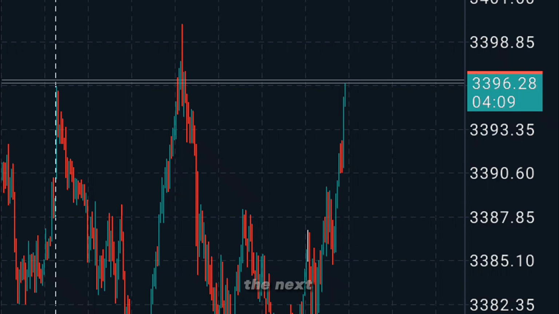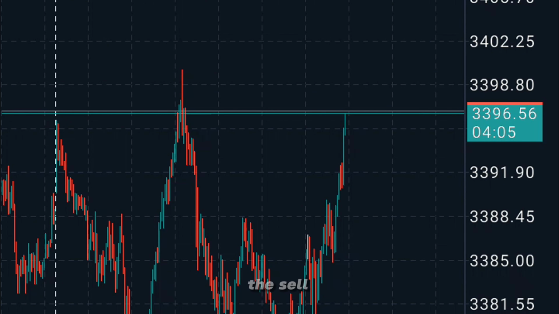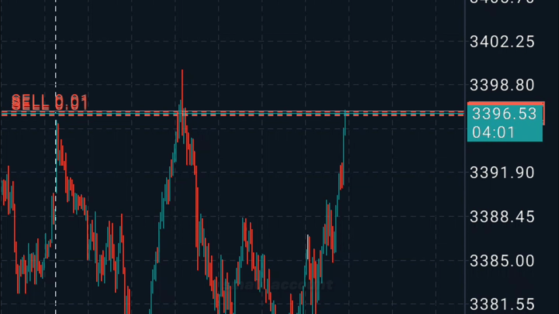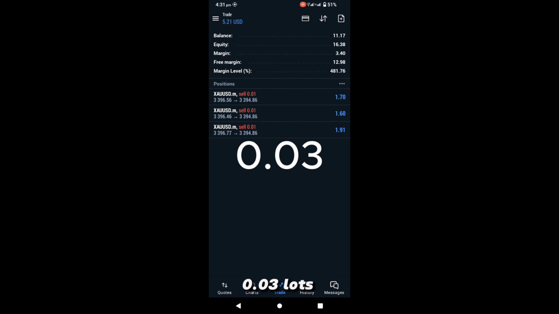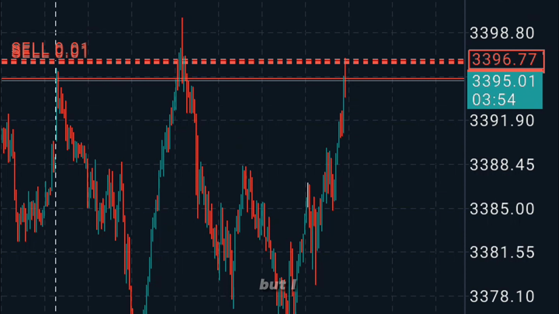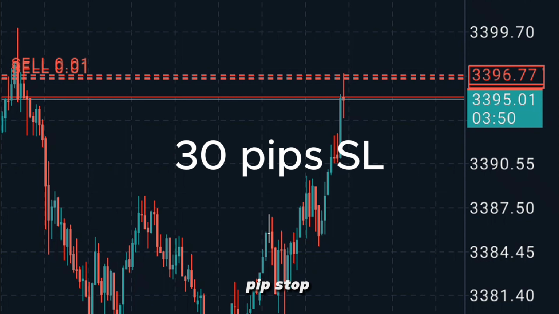Now with $11 in my account, I am looking for the next setup, which I will still be selling gold, just to stay in the sell trend again. You see, this is still a small account, so I will use 0.03 lots, which is still risky, but keep in mind that we expect it to survive a 30 pip stop loss.